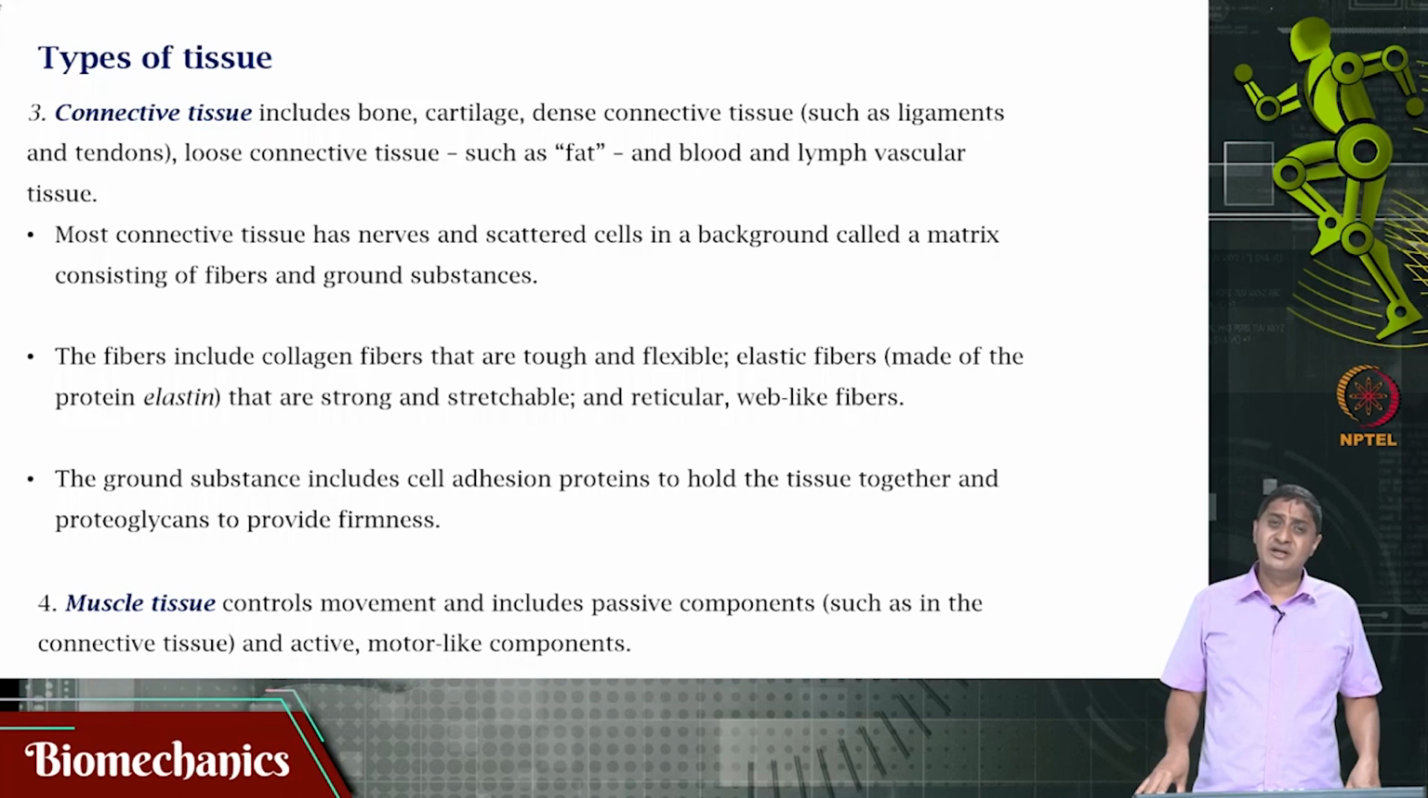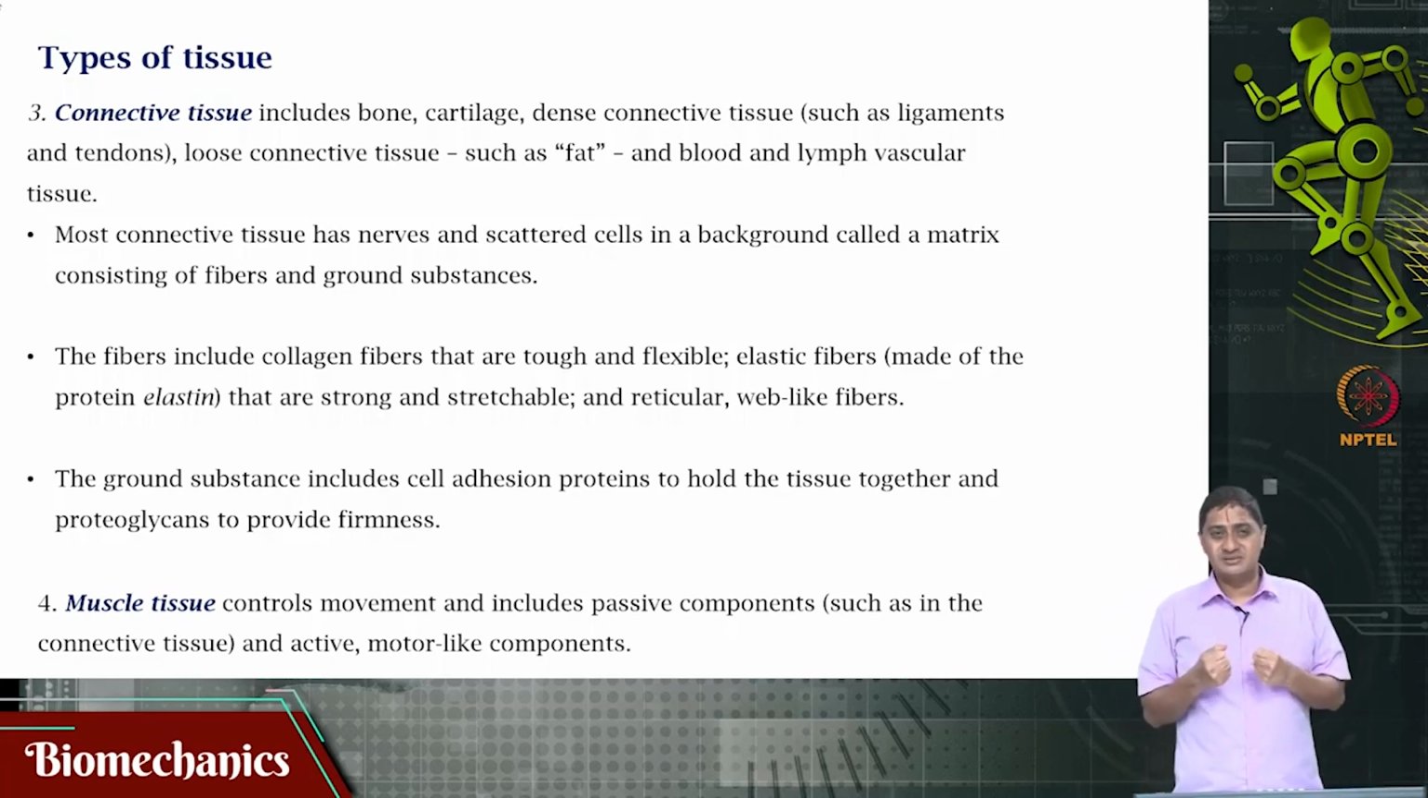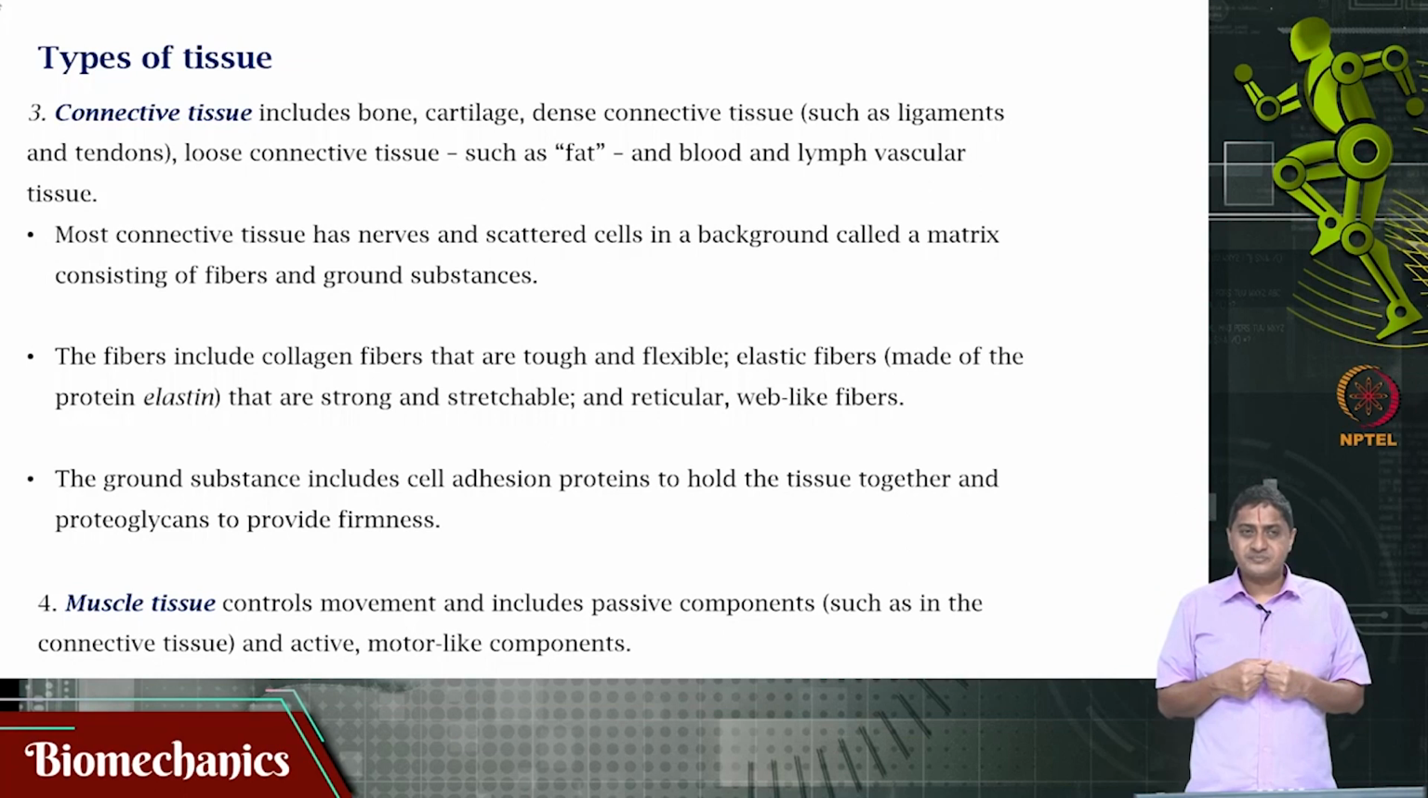So, fibrous tissue comes in many forms: collagenous, elastic or web-like fibers. Okay. This ground substance, or that which supports all this, includes adhesion proteins, which attach the cell to the ground to hold tissues together, to put them together, right, and proteoglycans that provide some form of strength or firmness, right.